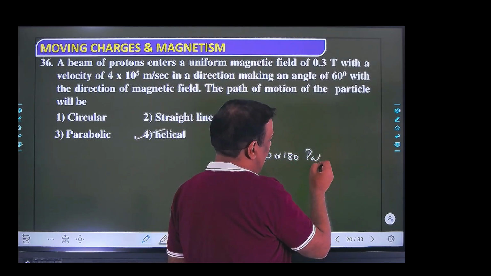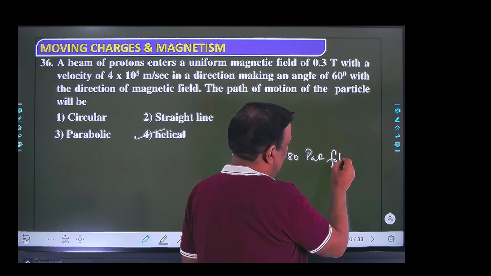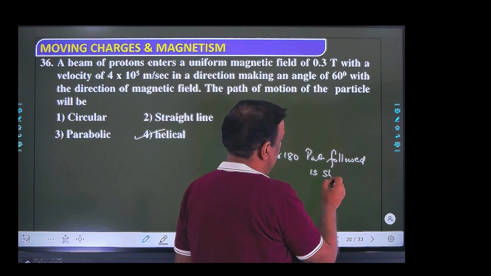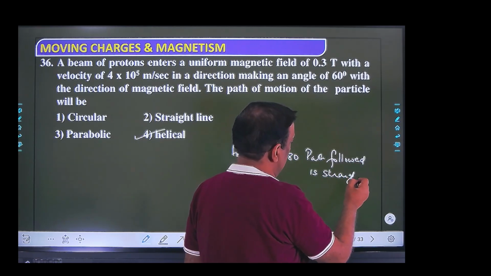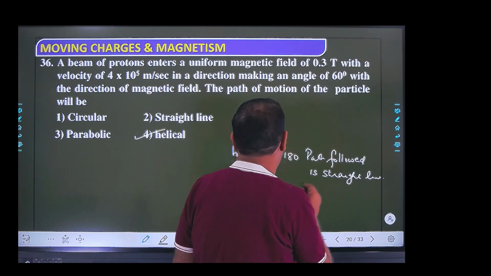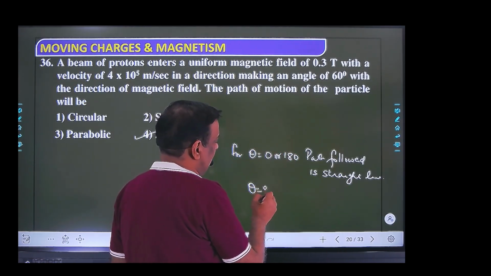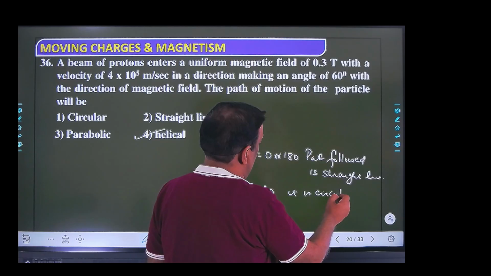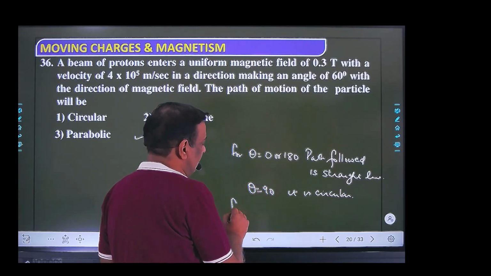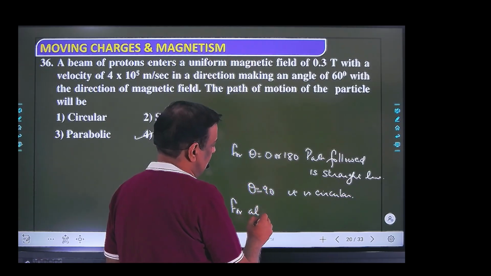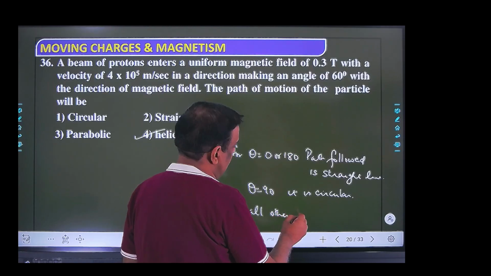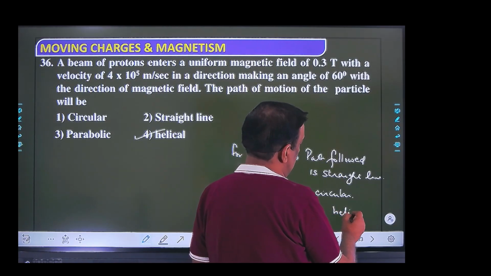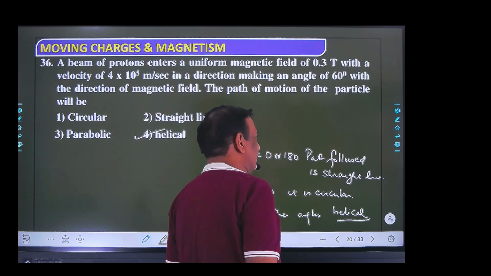Theta is equal to 0 or 180, path followed is a straight line. Theta is equal to 90, it is circular. All other angles, it is helical.